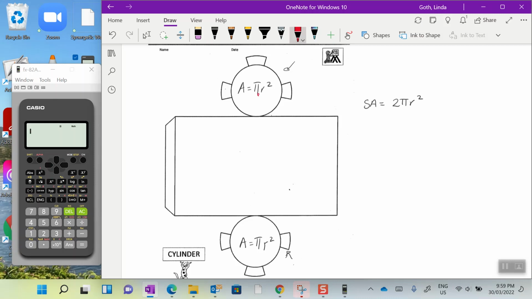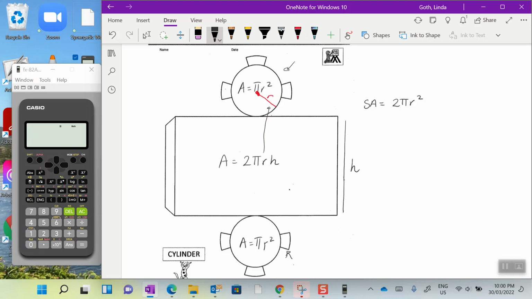Remembering that r is the radius, the distance from the centre of the circle to the outside or the circumference of the circle. Now to find the area of the rectangle, the area here is given by 2 pi r h. Now r is still the radius of the circle and h is going to be this distance here.